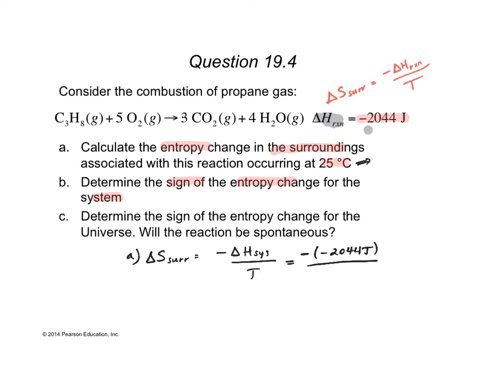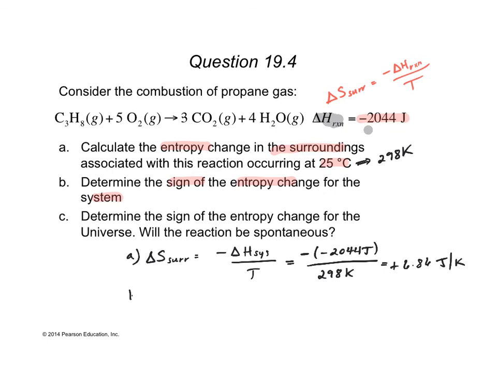So to convert from Celsius to Kelvin, we're just going to add 273. This ends up being 298 Kelvin. So 298 Kelvin. When we do that, we're going to get a positive value. This ends up being a positive 6.86. And now what are the units here? The units of entropy are joules per Kelvin. Okay, so that's good. We have a positive value here.